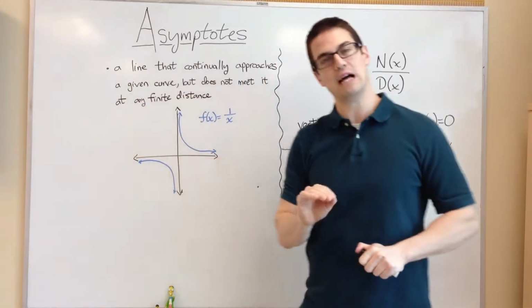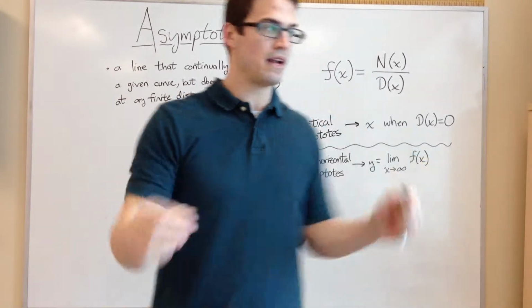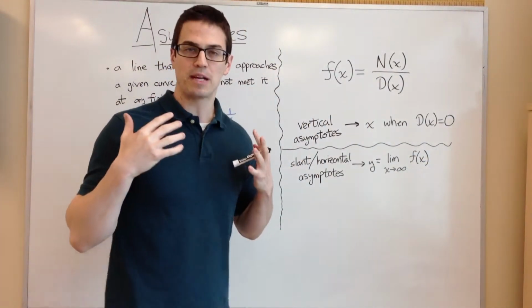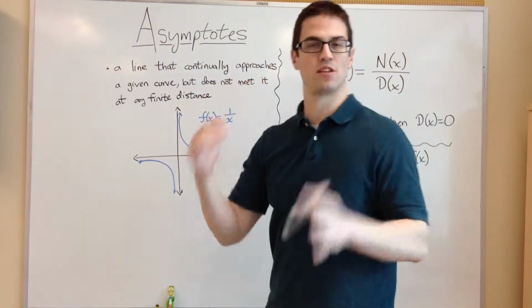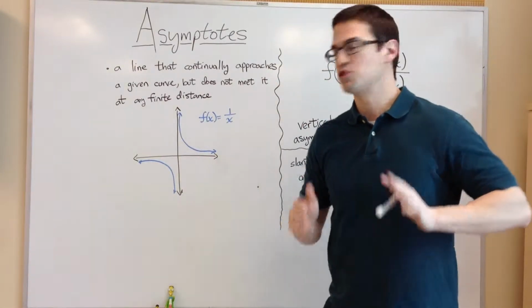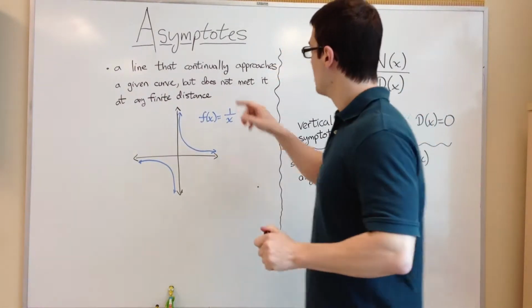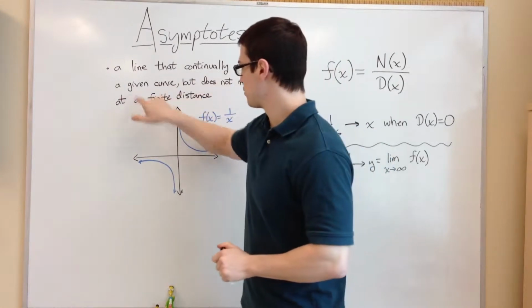You should all know about lines because you studied them in Algebra 1, Algebra 2: y equals mx plus b, x equals some number. You have a line. It shouldn't be that difficult. You guys should understand lines. That continually approaches a given curve.